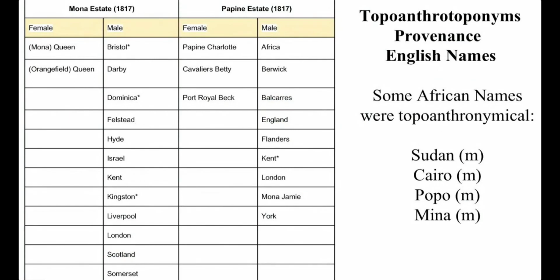We have anthroponyms, persons who were named after cities in England, as against some places in Africa. So you could have Sudan or a Cairo as against a Kent or a Liverpool, a London or a Somerset. These were very popular names given to these people. Sometimes the English names reflected the origin of the slave master, like a Lincoln. And very often the African ones represented somewhere that the African people came from.